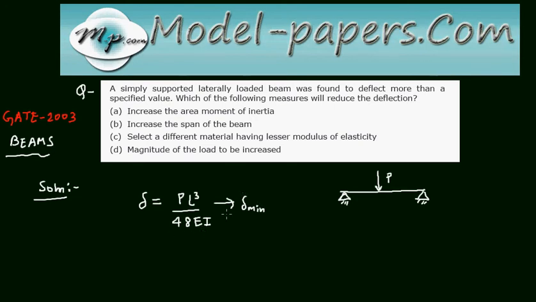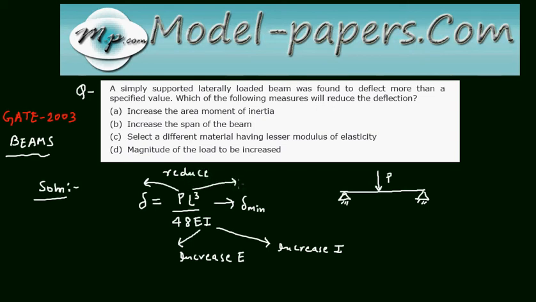We can reduce this deflection if we increase the modulus of elasticity, increase E, increase the moment of inertia of the beam I, or reduce the load on the beam, or reduce the span of the beam. So we can reduce this delta.